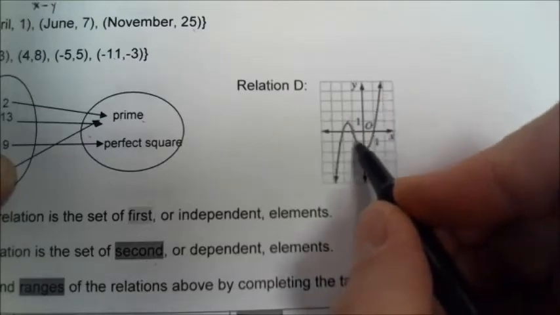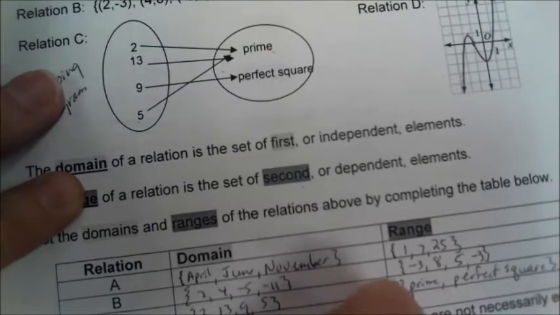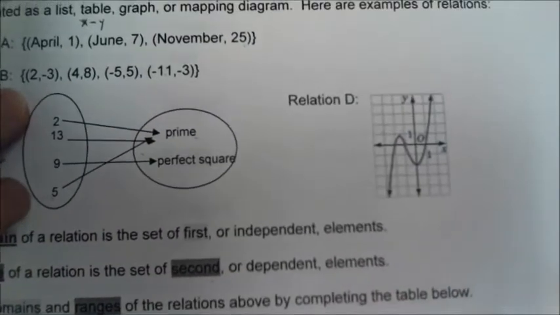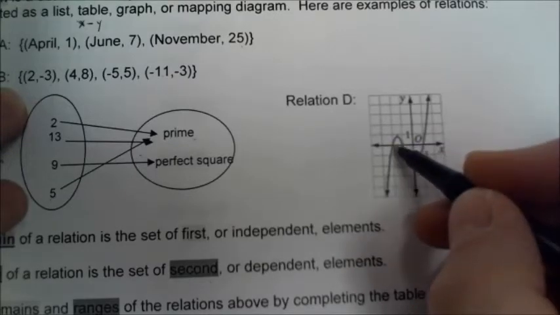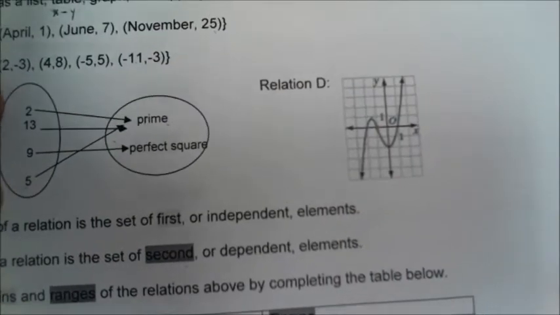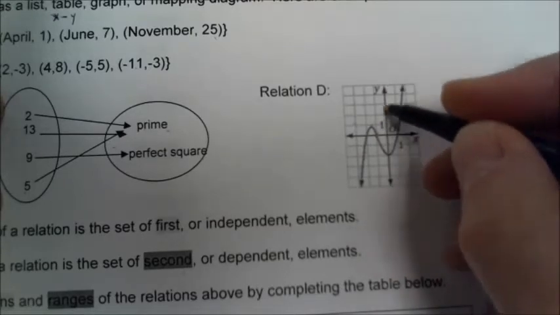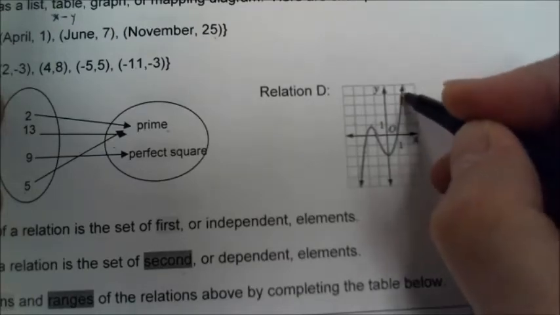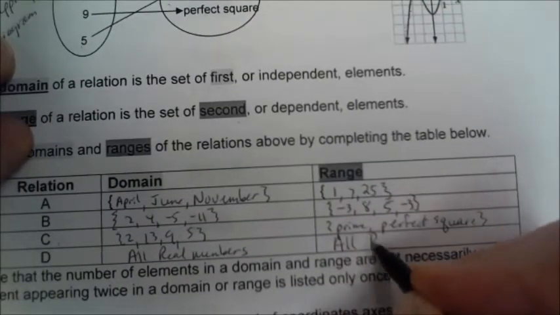And in that case, the domain or the first elements are the x values, and that's all real numbers. In other words, for the x value, you can pick out any x value, and there will be a point corresponding to that x value on this graph. And the same thing with the range. If you want to pick out any y value, you can pick out any y value on the whole continuum, and no matter what y value you pick, there's going to be a point on this graph that corresponds to that y value. So the range is all real numbers.